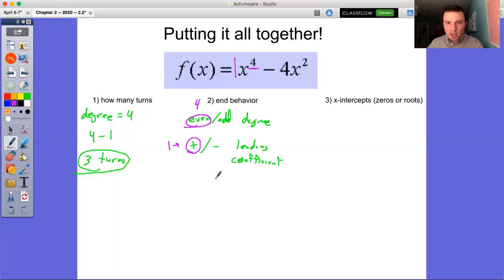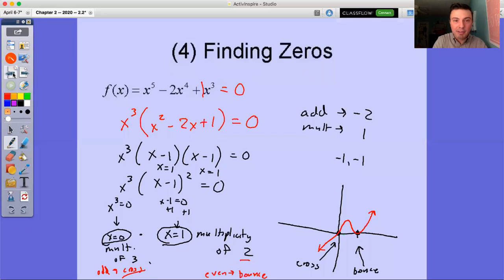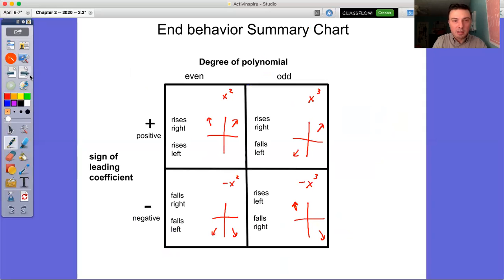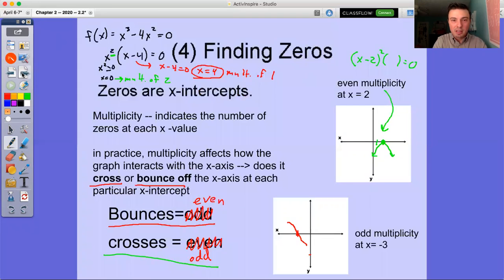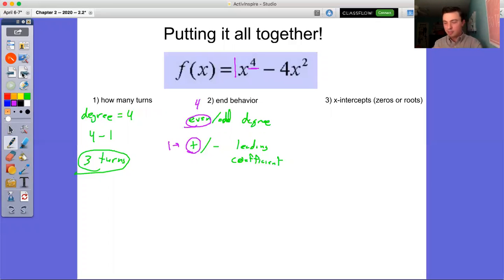Okay, so we look back at our chart, look back at your charts. So we've got a positive leading coefficient and even degree. Where's our chart? Positive leading coefficient, even degree, looks just like x squared does, which we know what x squared looks like. It goes up both ways, rises right and rises left. We'll put that together on the graph.